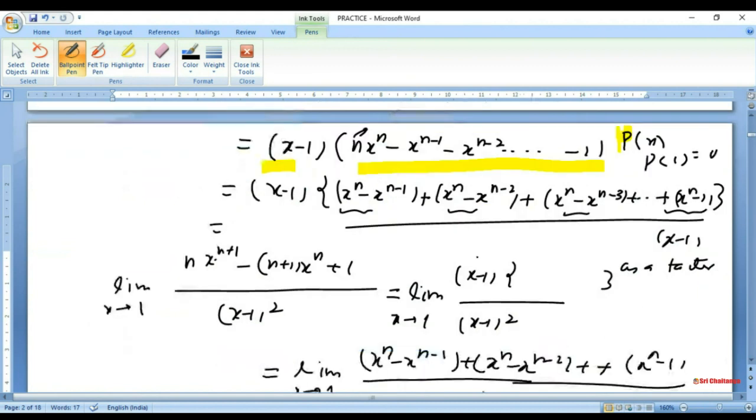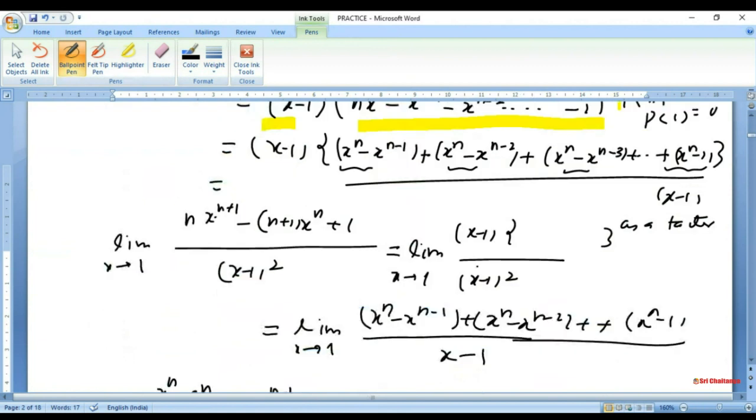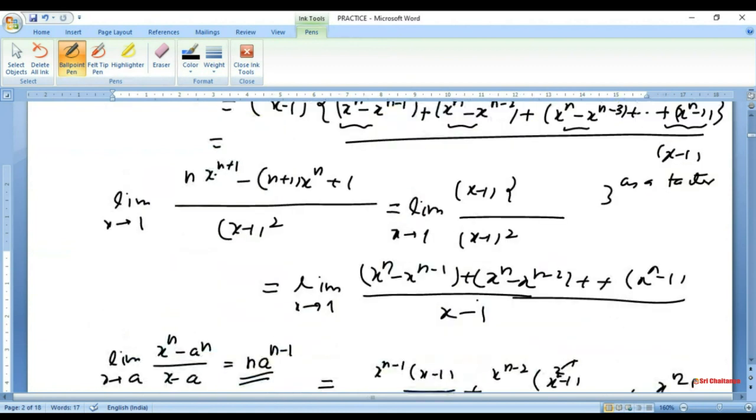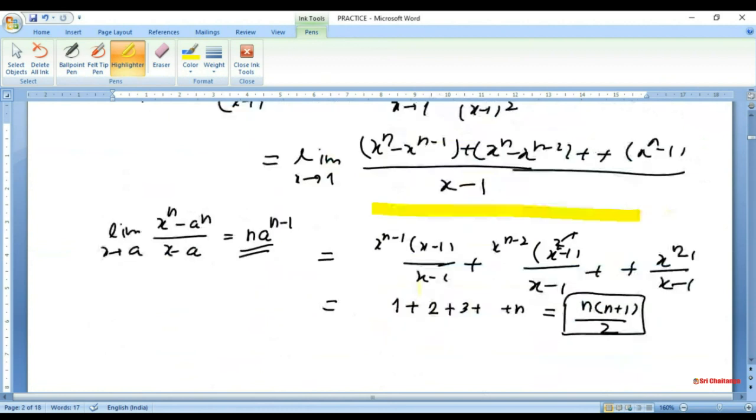So limit x tends to 1, we are almost ready to take the limit. So limit of x minus 1, and then we write it in this form. And here we take it term by term by taking common. When you have taken common x to the power n minus 1 upon this one, you will get the first term as 1, the second term as 2, because this keeps on changing the power 1, 2, 3 till n. So your final answer is n times n plus 1 over 2. So that's your final answer.